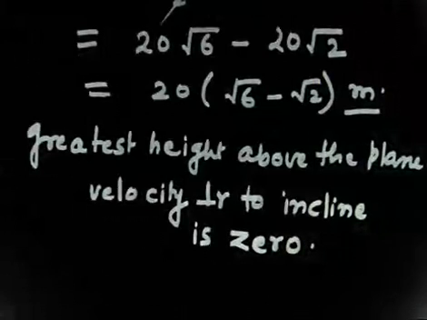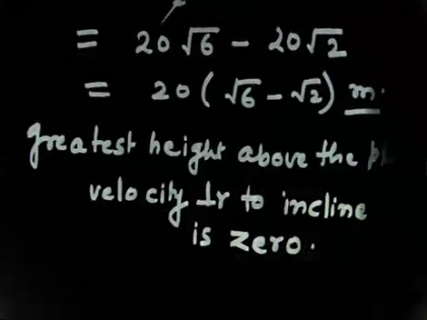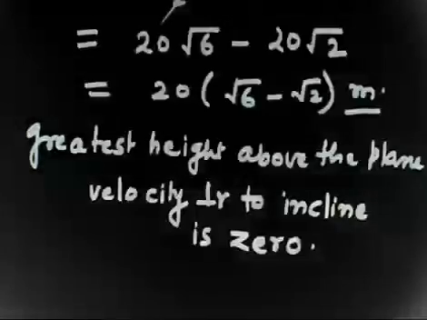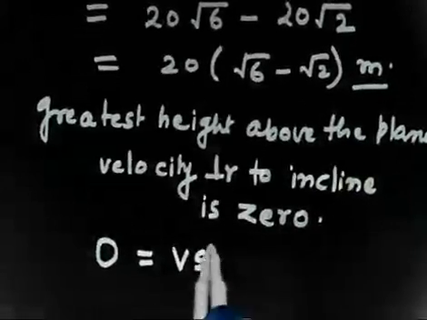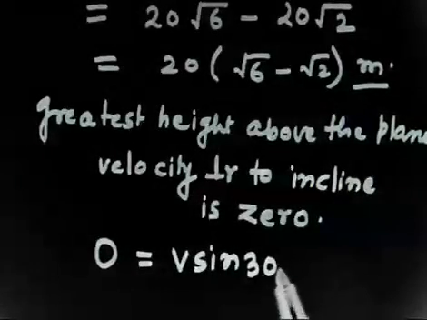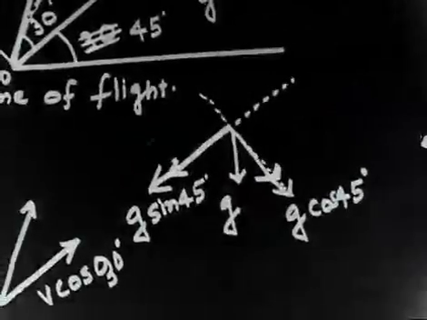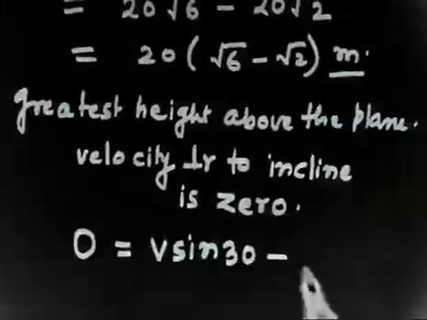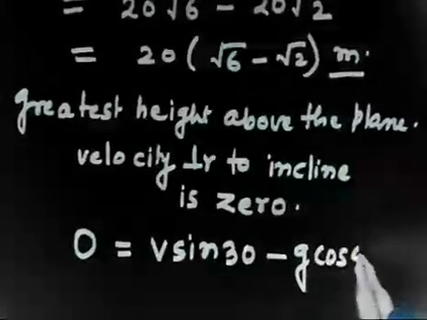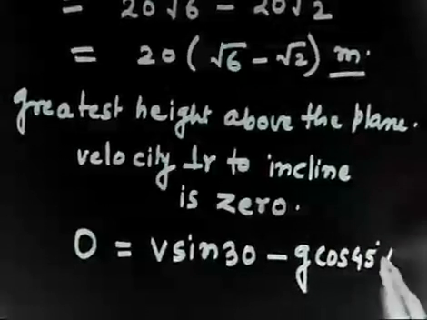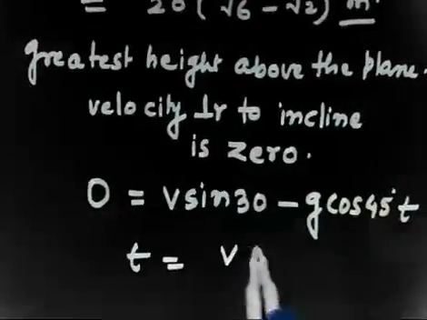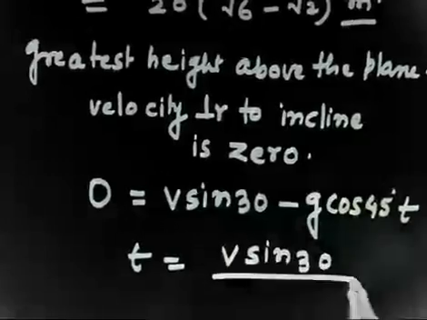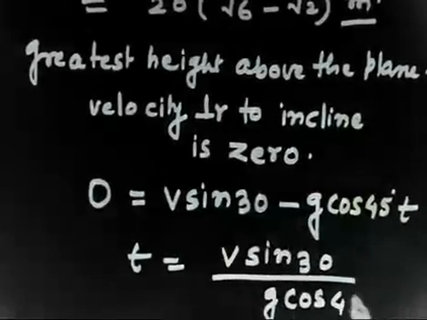So if you see perpendicular to the incline, if you write v is equal to u plus at, initial velocity is v sin 30. Final will be 0. Initial is v sin 30, and acceleration is in the negative direction, that is g cos 45. So 0 equals v sin 30 minus g cos 45 into t. Are you getting? So this will give you time. Time is v sin 30 divided by g cos 45.